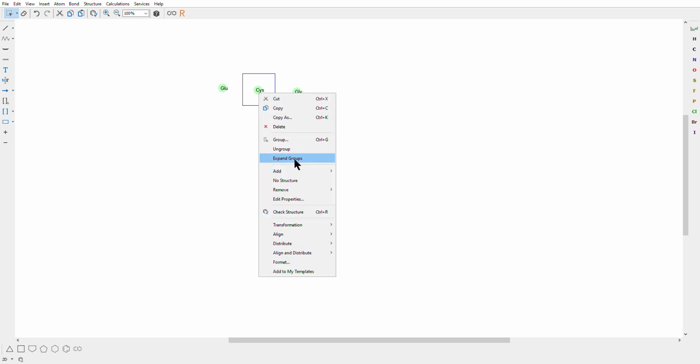We click on the canvas, type glutamic acid, which is GLU. Now you press left button, and the next one is C1 as cysteine. So you press this, and you have a glycine. Right? So press ESC to exit, and you have three residues, and you expand the groups.